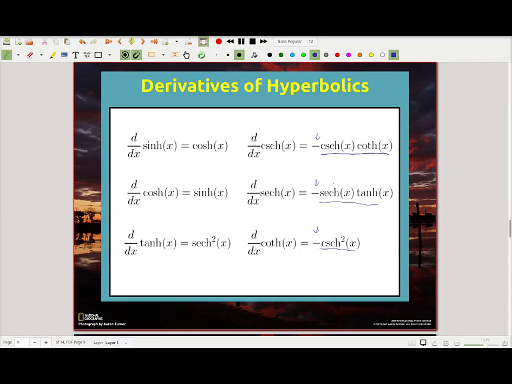On the trig functions, all the co-functions have negatives. But on hyperbolics, it's not the co-functions, it's the ones that are, I don't know, maybe you would say, not the three standard functions.